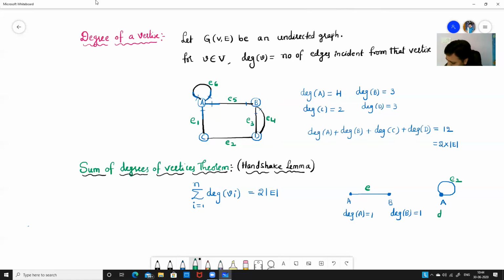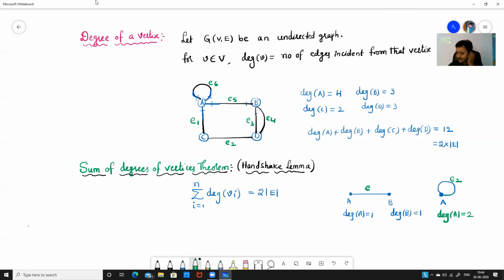Obviously, the degree of A is equal to 2 only, right? As I already mentioned, whenever a vertex has a self loop, with respect to that self loop, it produces 2 degrees for that vertex. Clearly, one edge is incident from that vertex and one edge is incident to that vertex. Therefore, the degree of A is equal to 2.